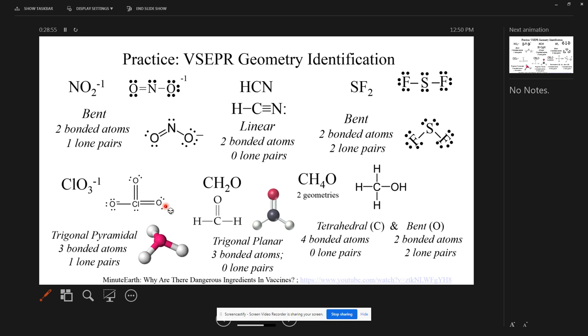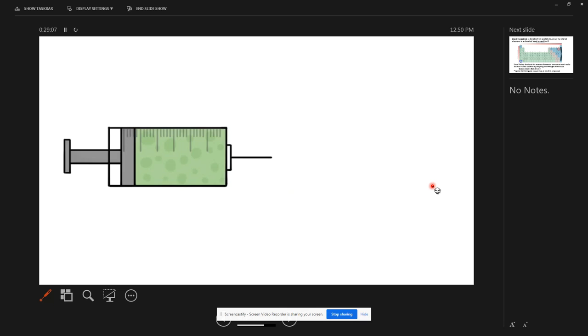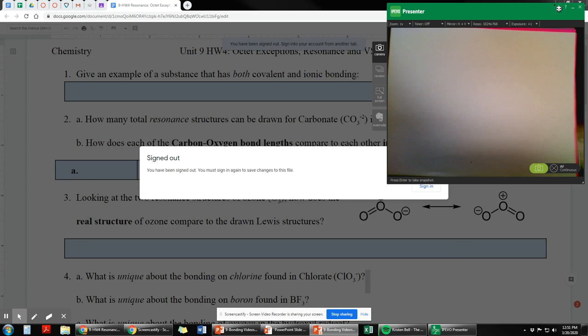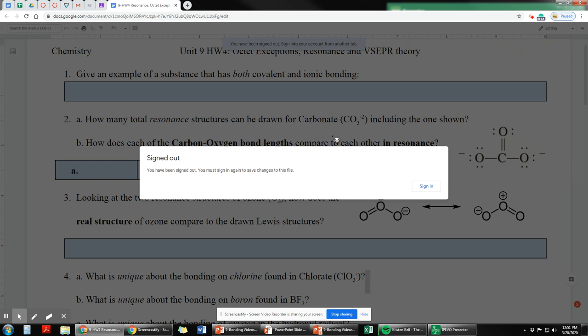and oxygen is bent. So here's another way we could show. So here's a Lewis structure, but then here's one where we're showing that three-dimensional space. Here's where we would watch another video, but we're not going to. Okay, so this actually brings us to the end of where that homework is.